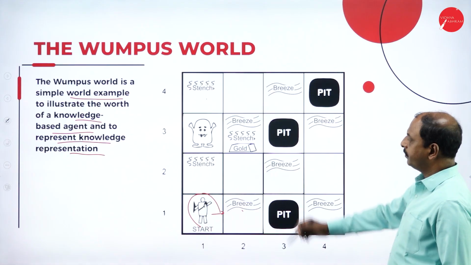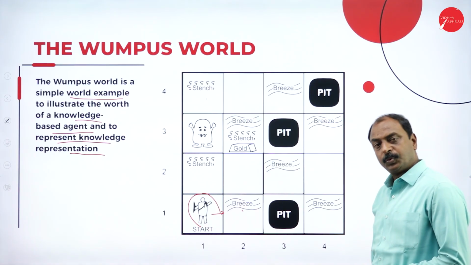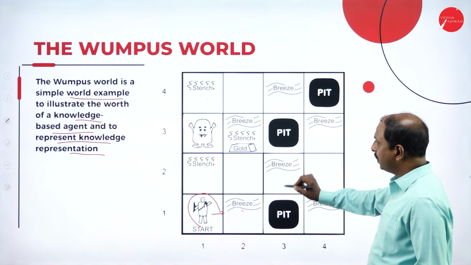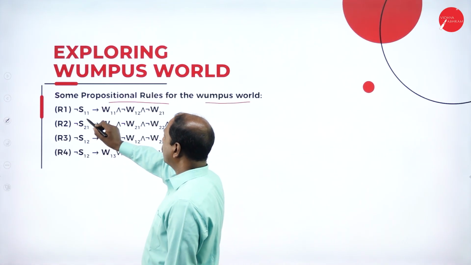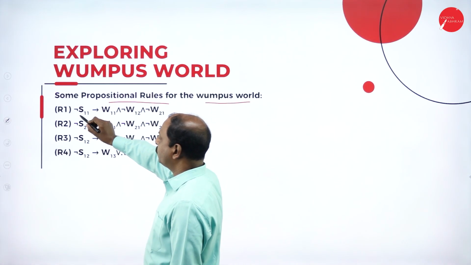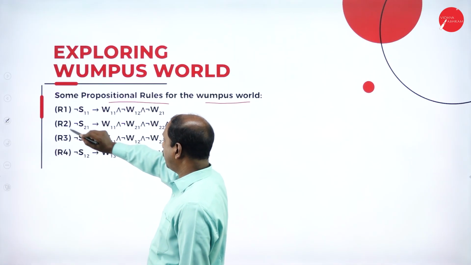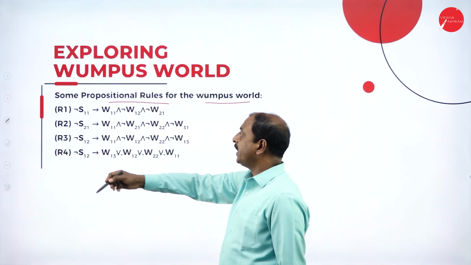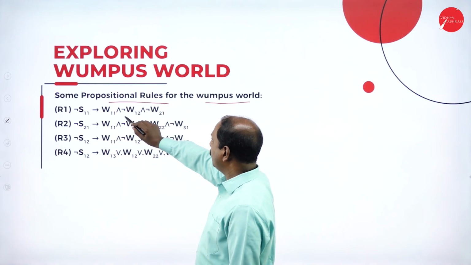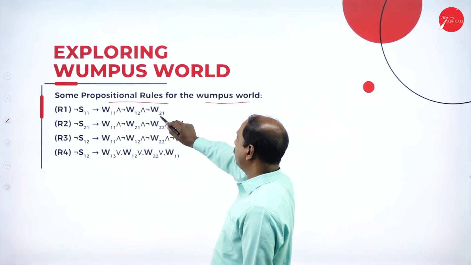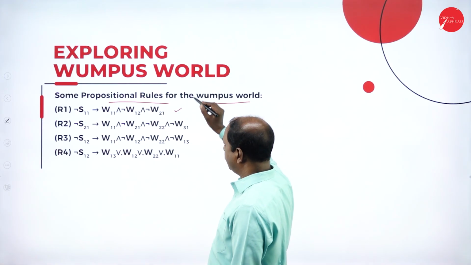So we'll make the propositions or rules based on this diagram. Accordingly, see here at S1,1, F means S stands for stench. If there is a stench smell, what's the meaning of that? At 1,1, there is no Wumpus here and no Wumpus at 1,2 and even 2,1. This is the first condition.